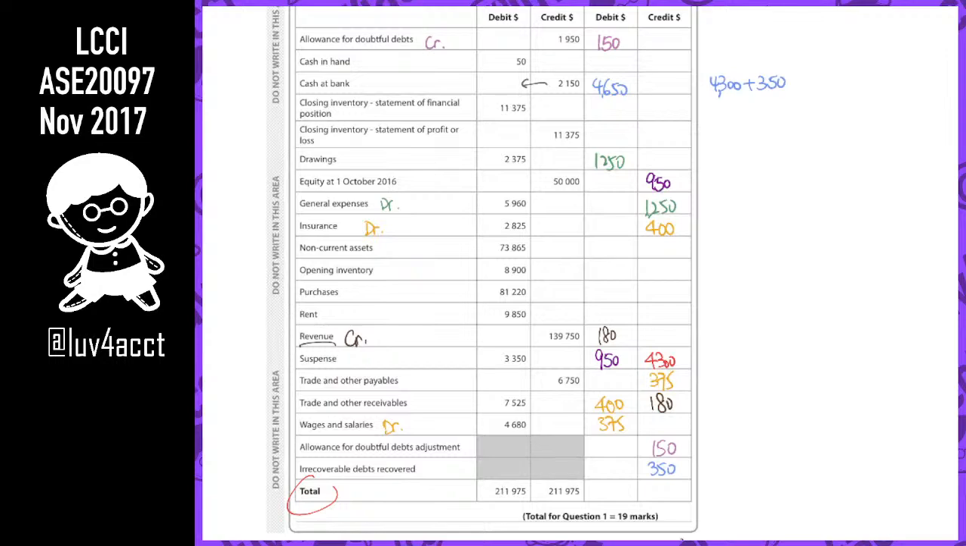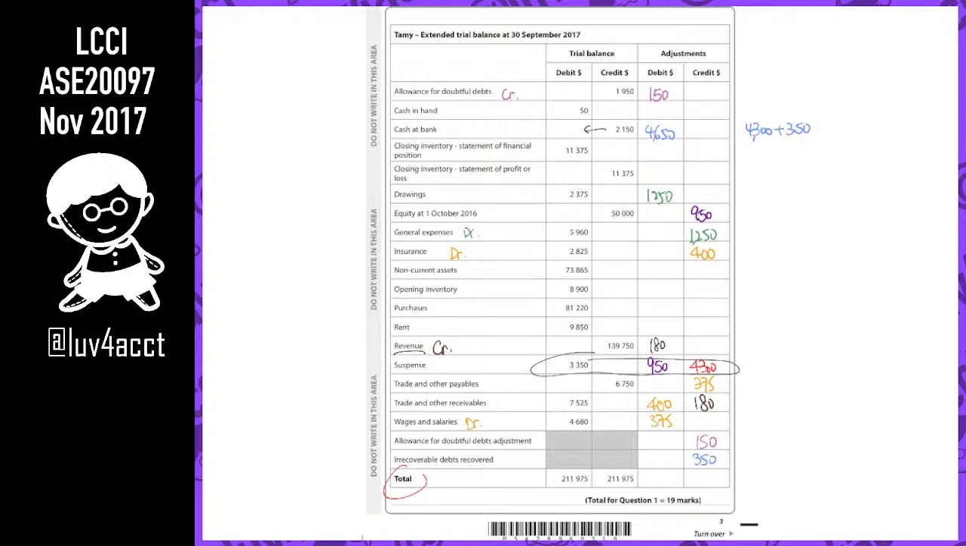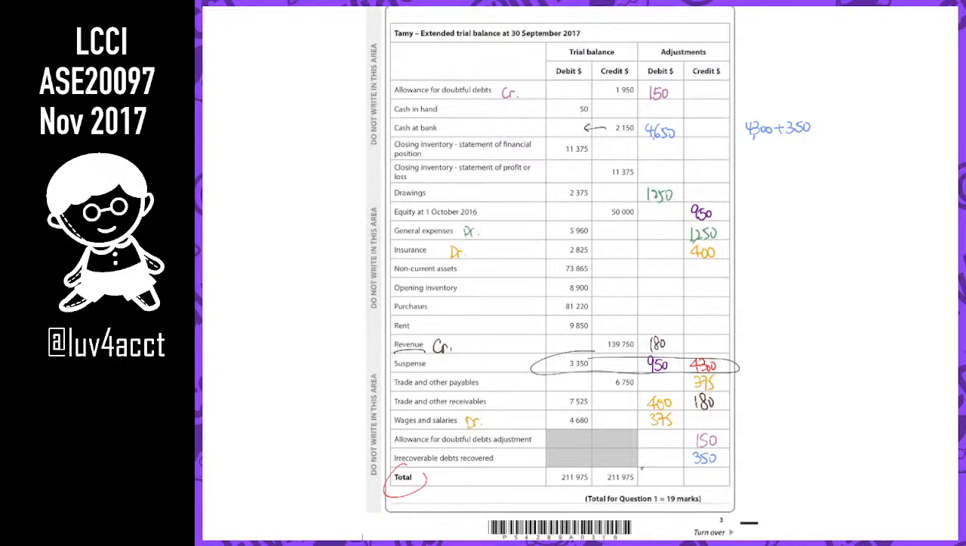Let us see first of all whether the suspense balance is settled. Okay, so we have 3,350 plus 950 minus 4,300. Yes, it is gone. Okay, then we balance our adjustment columns. Seven, 9, 5, 5.